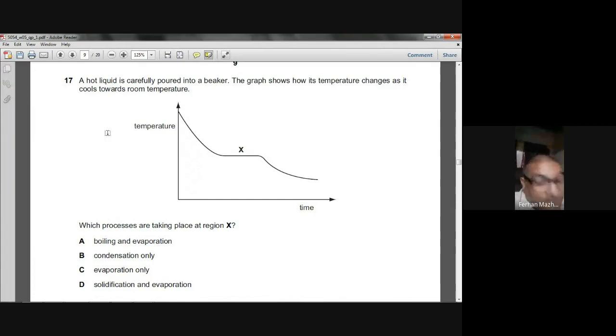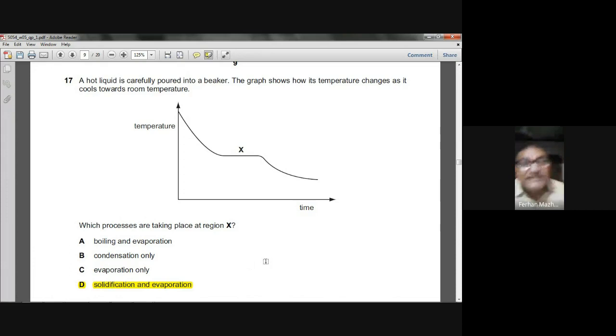At the region X, this liquid is actually converting into solid. That's why the cooling curve has become flat. So it is basically converting from liquid to solid, and evaporation obviously goes on. So it's solidification, and evaporation is happening. Okay, so what is the answer? I think B is the best answer.